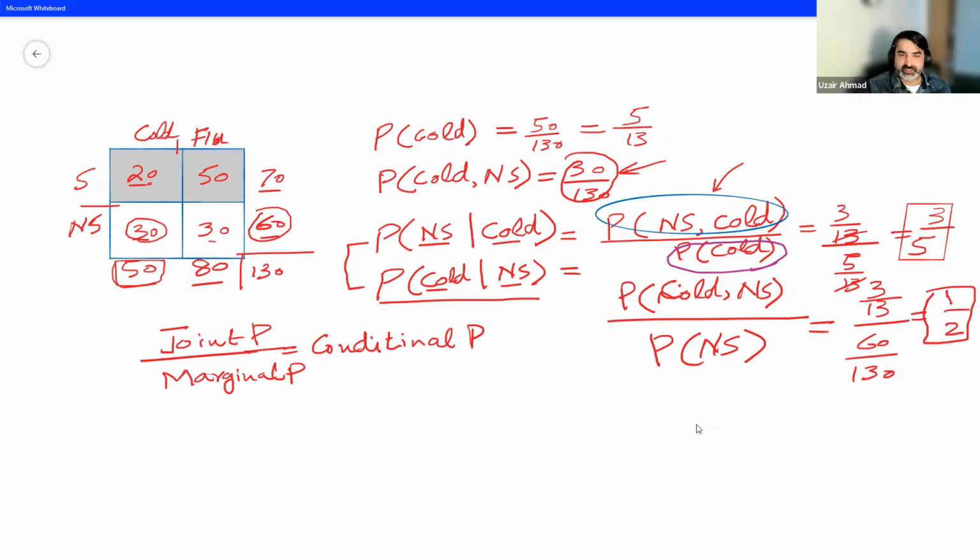So what we just did is we answered two interesting questions given an information. So this is given information. Given that the person has cold, what is the probability the person is not sneezing? It's 3 out of 5. Given that the person is not sneezing, what is the probability the person has cold? So half the people who are not sneezing have cold.